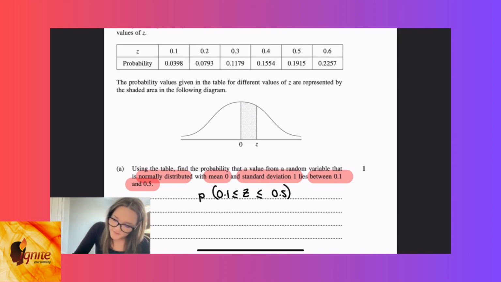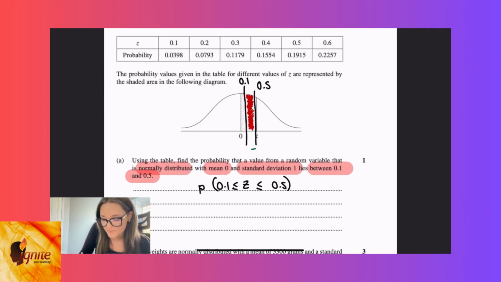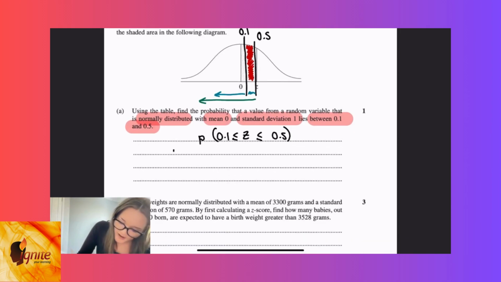Now, I want to draw this in my normal distribution curve here, just so I can see what's going on. So I've got my 0.1 here, and I've got my 0.5 here. What I'm trying to find is this probability in here. So therefore, to find that probability in there, I'm going to find the probability that it's going to be less than 0.5, minusing the probability that it's going to be less than 0.1. So I get this little area in between here. So to write that down, that's going to be the probability that z is less than 0.5 minus the probability that z is less than 0.1.